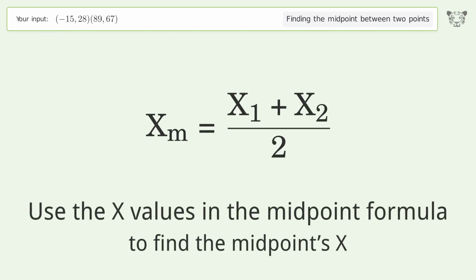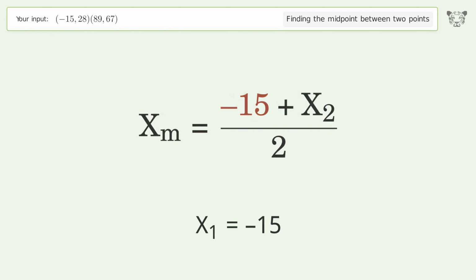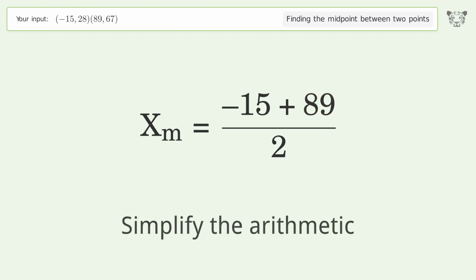Use the x values in the midpoint formula to find the midpoint's x. x1 equals -15. x2 equals 89. Simplify the arithmetic.